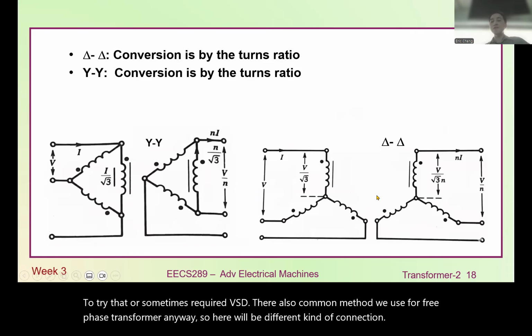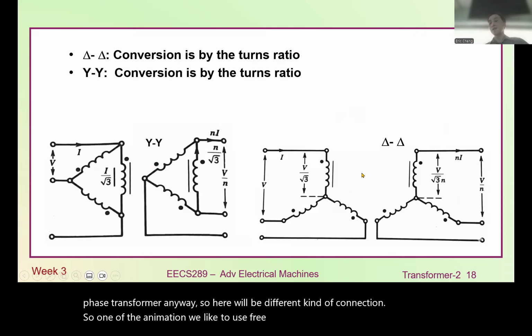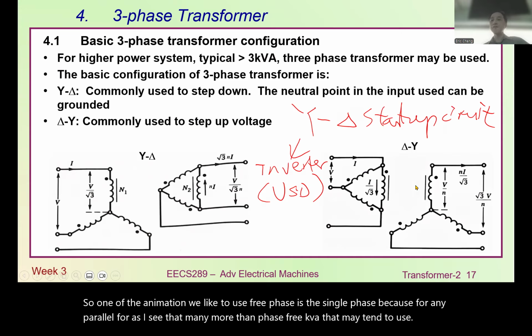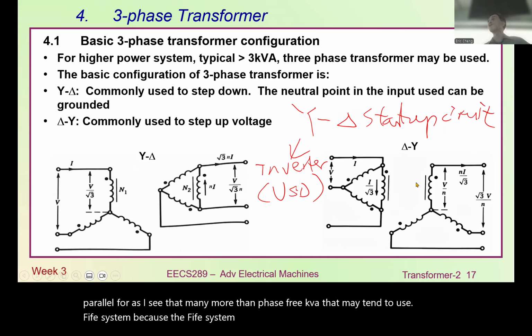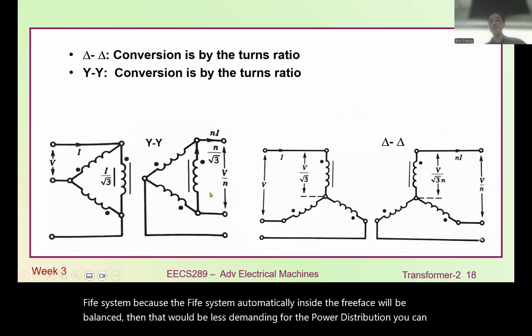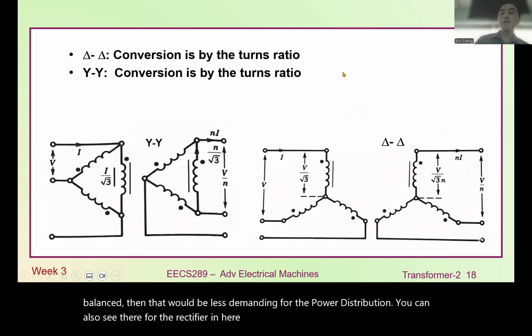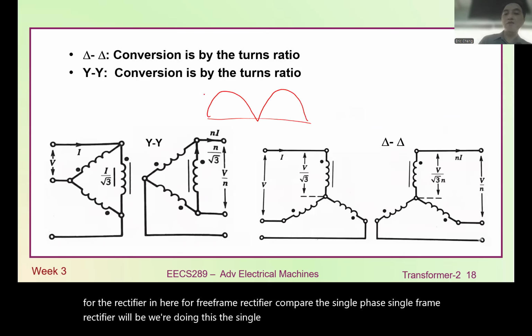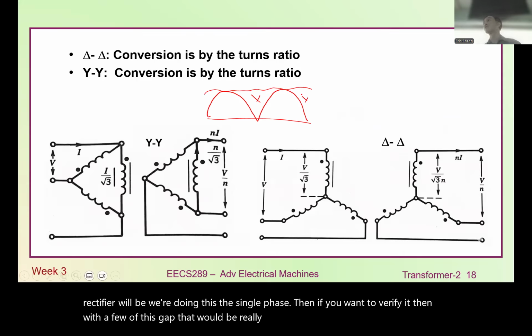One of the animations we like uses three-phase instead of single-phase because, for any power level, as I see it, when we go above 3 kVA, we tend to use a three-phase system. Because in the three-phase system, it is automatically balanced, which is less demanding for the power distribution. You can also see that for the rectifier here, compared to a single-phase rectifier, we're doing this. That's single-phase. If you want to rectify it, then we have to fill up this gap. That would be really demanding for the LC filter component.